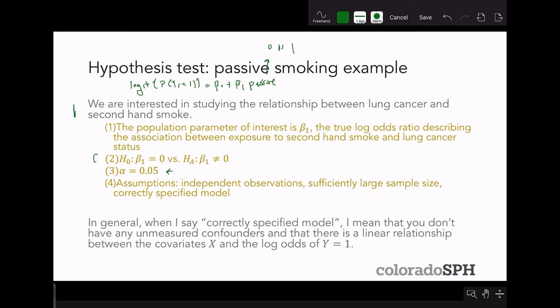And then the assumptions of logistic regression are that your observations are independent, you have a sufficiently large sample size, and that your model is correctly specified. In general, when I say correctly specified model, what I mean is that you don't have any unmeasured confounders that you aren't accounting for, and we're going to talk about confounders in the next couple lectures, and that there is a linear relationship between the covariates x and the log odds of y equals 1. We're going to talk about how to check some of those assumptions in a couple other lectures as well.